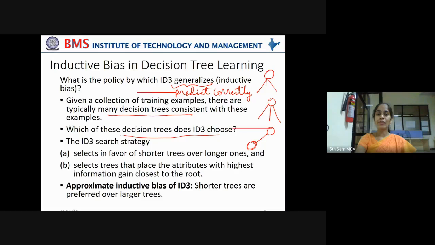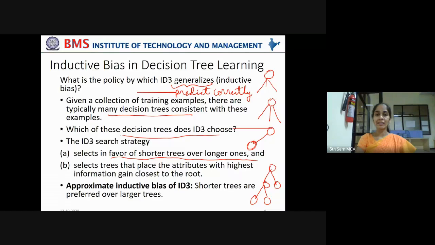It selects in favor of shorter trees over longer ones. This is one of the strategies. It will try to select the simplest, shortest trees which have fewer levels. Say if you take a tree like this, it has 1 level. If you take further expansion of this tree, it has 2 levels, right? So when ID3 starts searching for its best decision tree, how does it make its selection? In favor of shorter, simpler trees over longer or complex trees.